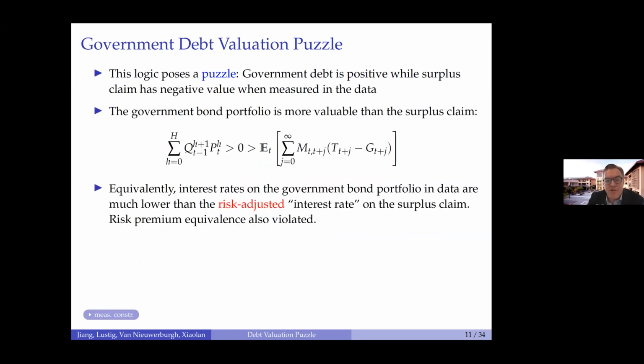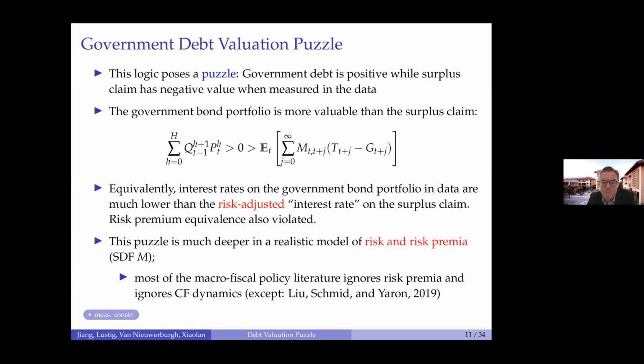And so what you're going to end up with is this puzzling conclusion that the actual value, as dictated by the market, of the Treasury portfolio seems much bigger than what one would get if you were to value this portfolio based on the actual fundamentals. So in some sense, you're going to say, it looks like the risk-adjusted interest rate on these surplus claims that the market is using is just too low. Most of the macro fiscal literature doesn't think about this, and there are some recent exceptions to that. For example, there's a nice paper by Lukas Schmid and Amir Yaron that tries to think about this a bit more.